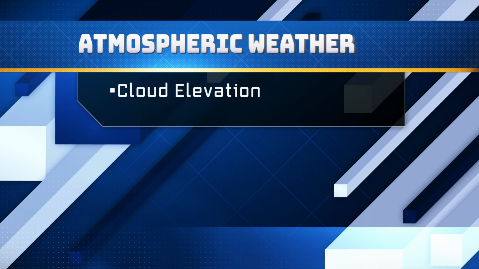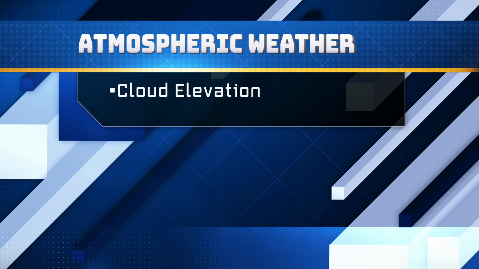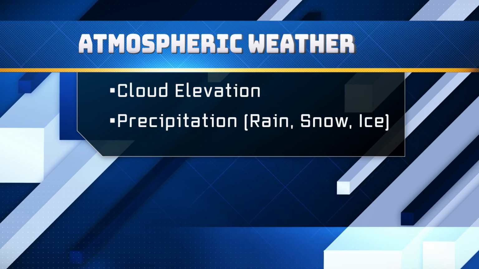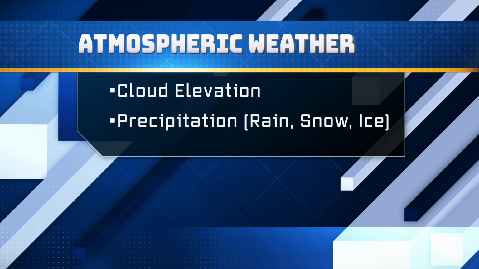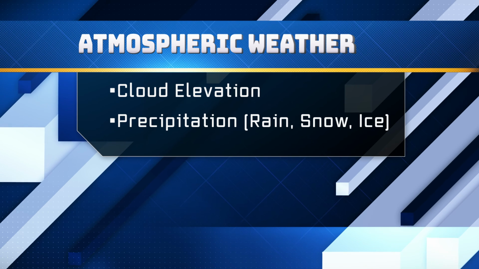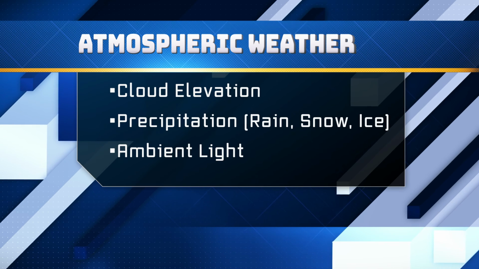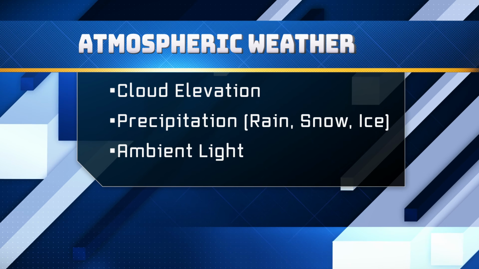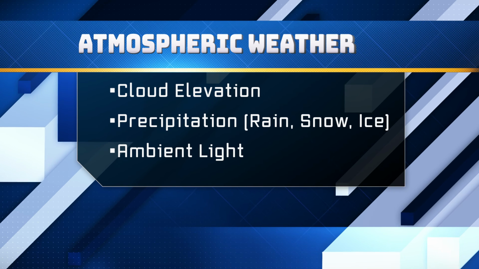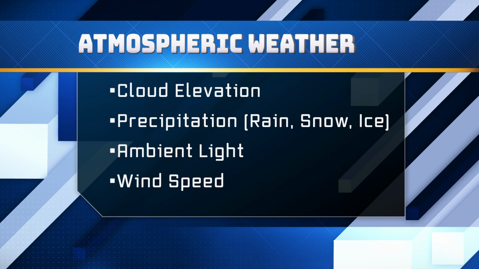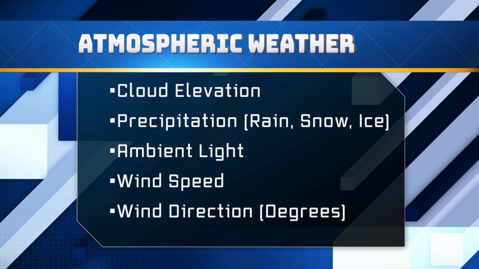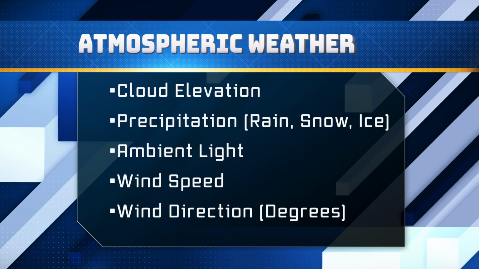You'll need to know the elevation of that cloud cover, and you'll need to know if there's any precipitation and what form that precipitation is in: rain, snow, or ice. For purposes of line of sight and for getting the proper exposure on the video and photos that you'll be taking, you'll need to know the ambient light levels. You'll need to know the wind speed.